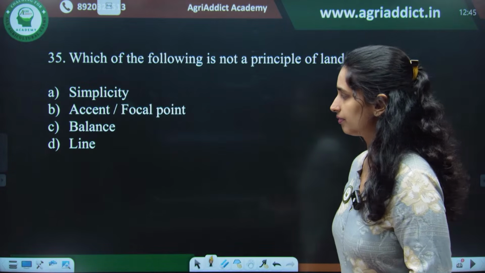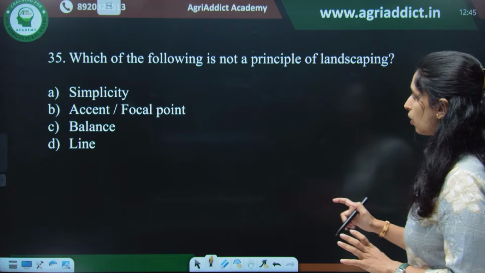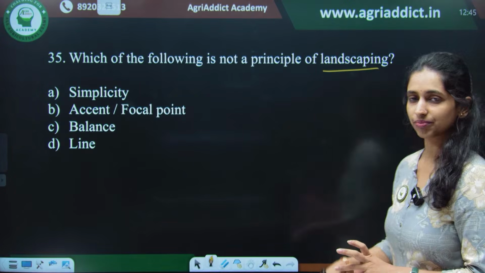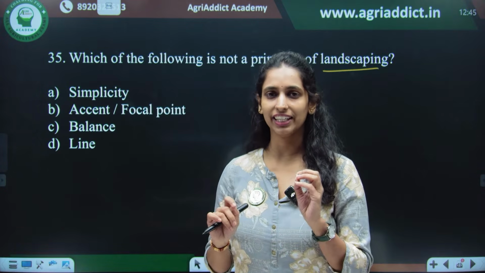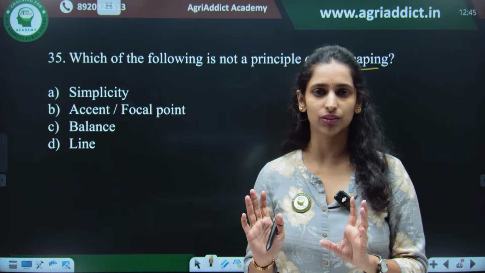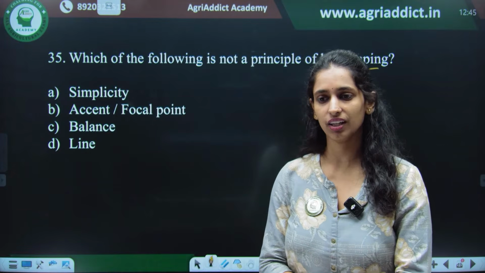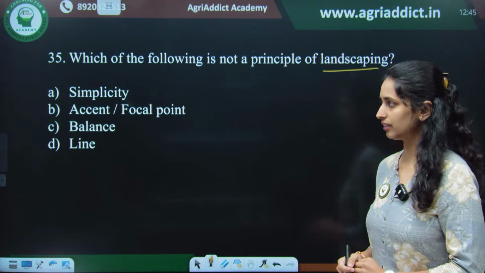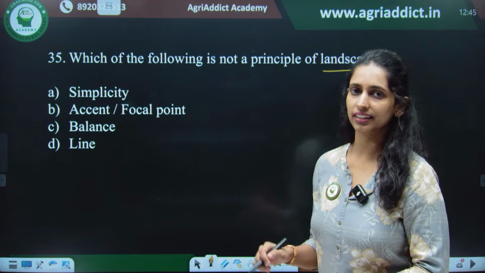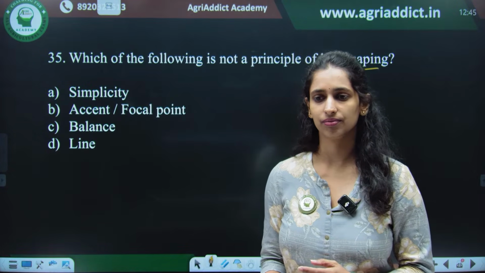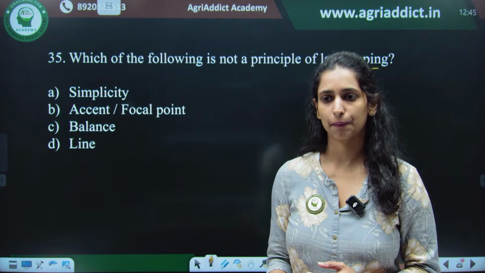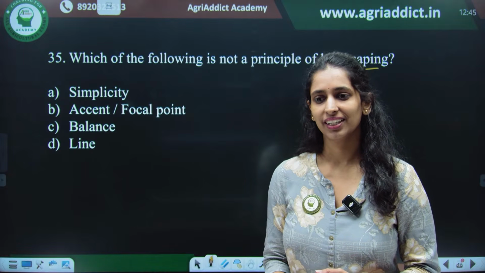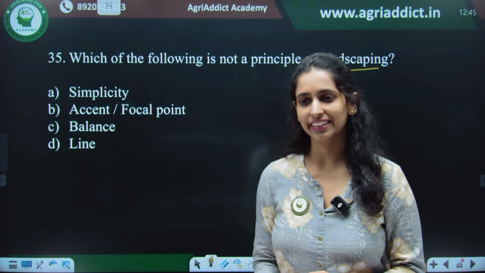Next, 35th. Which of the following is not a principle of landscaping? This is a very famous question, very easy, very tricky. Most of you will make a mistake. Tell me the right answer for this. Simplicity, accent or focal point, balance. Fourth one is line.